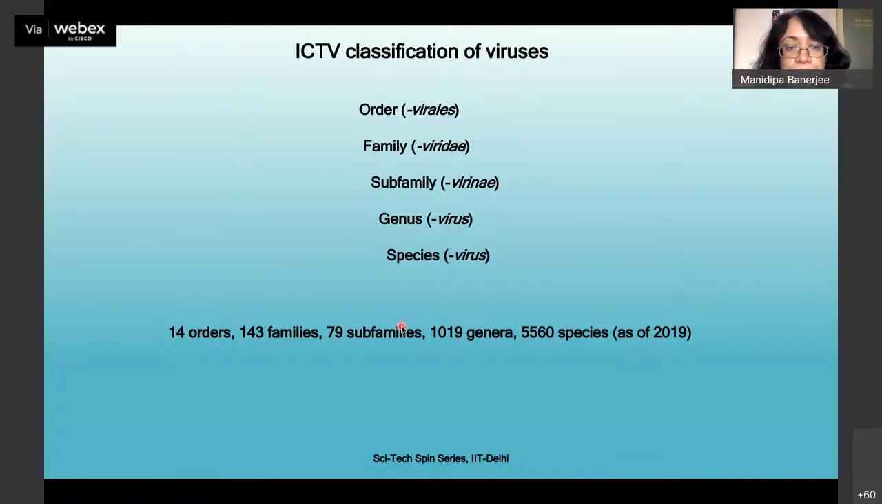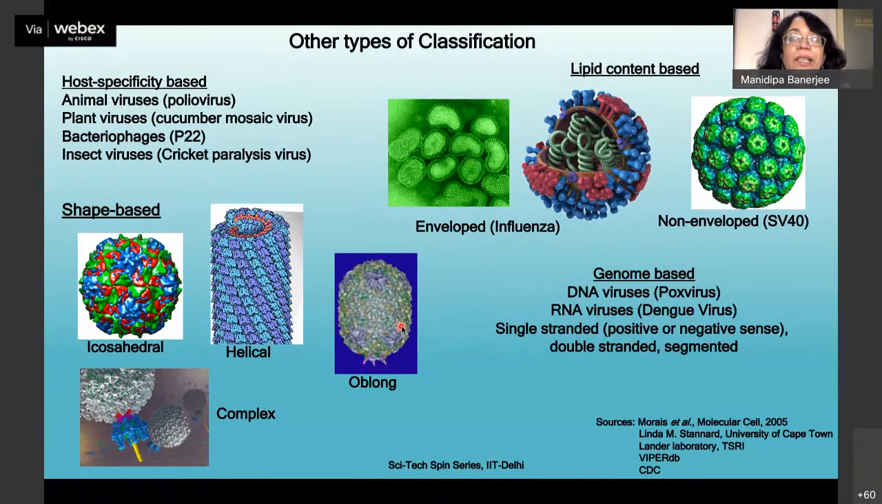classes along the way. And so far, as of 2019, there are 14 orders, 143 families, 5,560 species of different viruses, right? Now, other ways we classify, all of these also go into the ICTV classification. But the way we classify viruses in general, some viruses are animal viruses, like poliovirus, for example. Some viruses are plant viruses, like cucumber mosaic virus, which infects cucumbers.